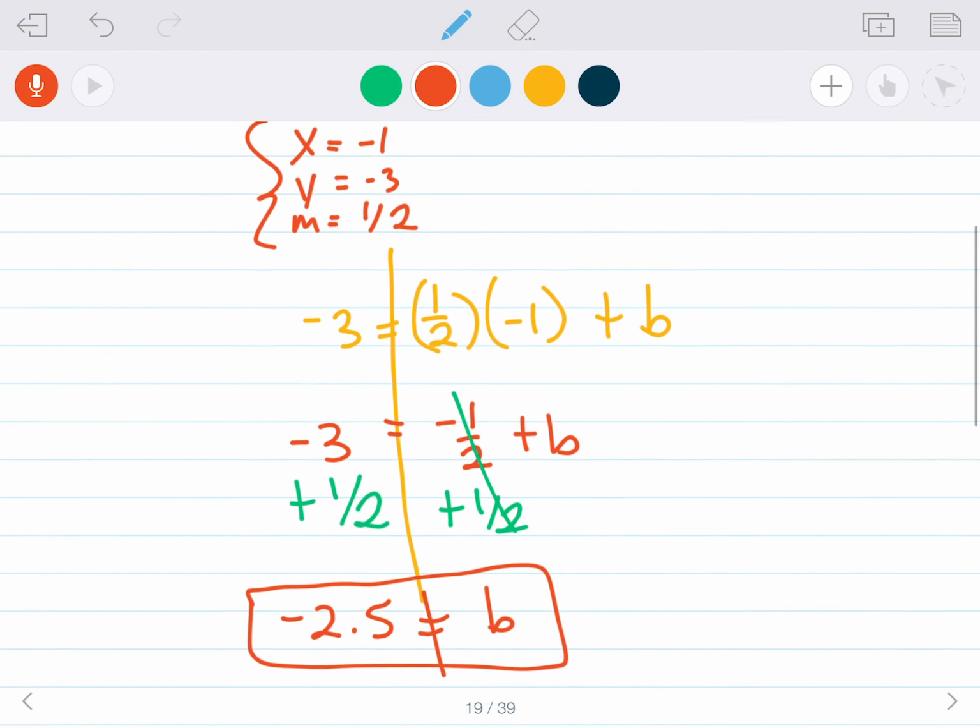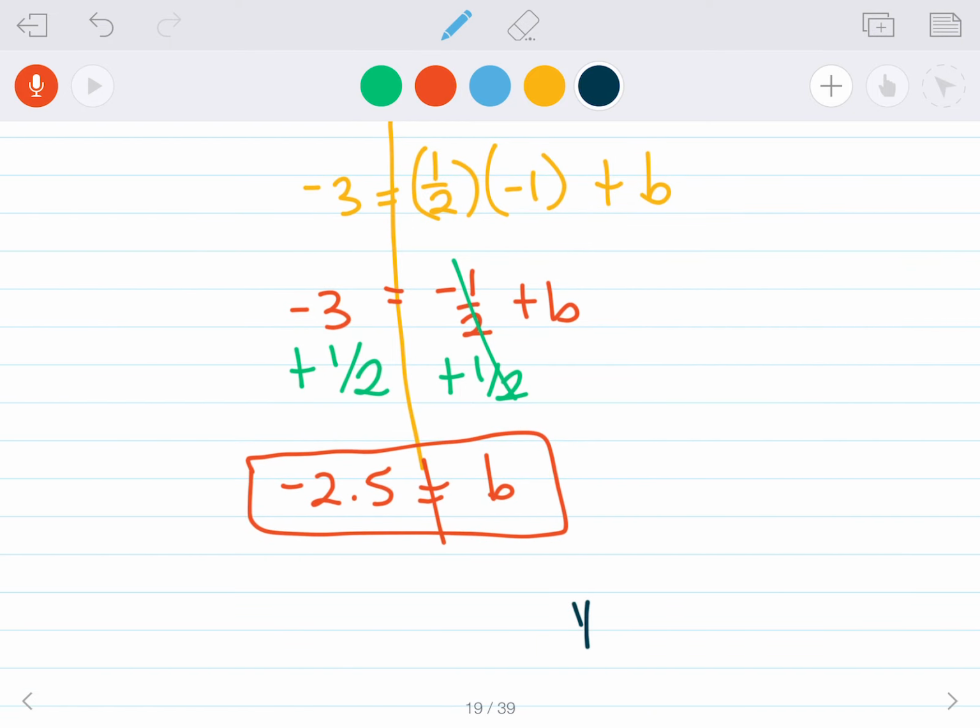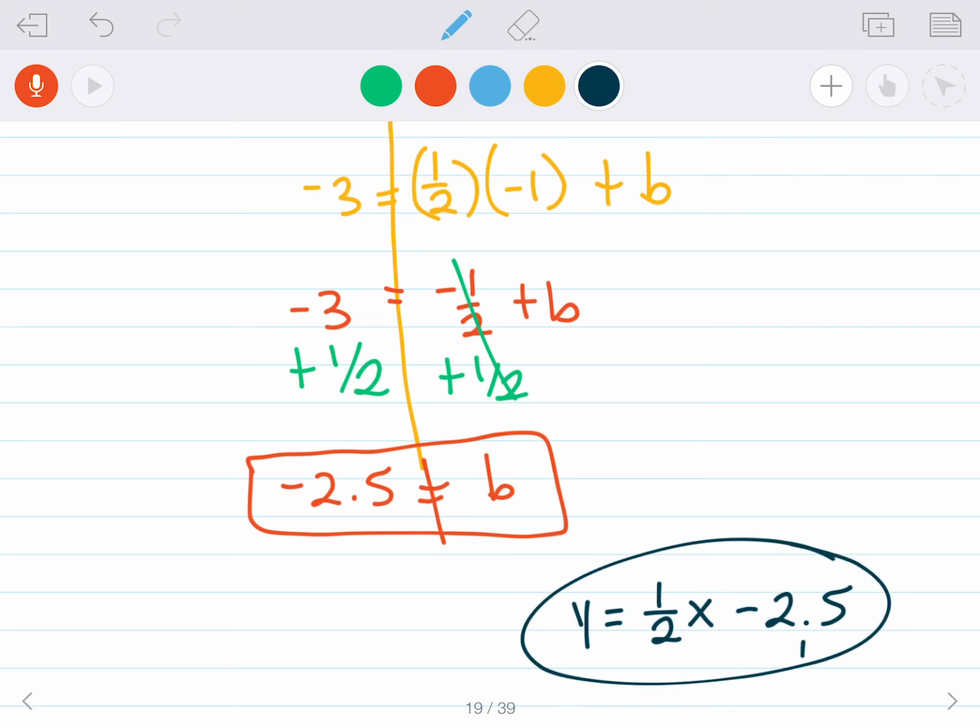I know what m is, and so my final answer is going to be y equals mx plus b. So this is b, and this is m. Okay?